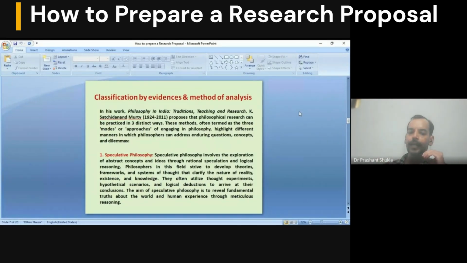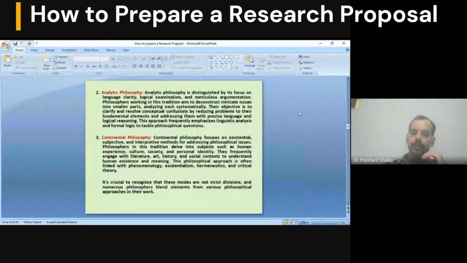The first is speculative philosophy. This involves the exploration of abstract concepts and ideas through rational speculation and logical reasoning. In this field, philosophers strive to develop new theories or frameworks or systems of thought that clarify the nature of our reality, our existence, and our knowledge. So for this, a lot of hypothetical scenarios, experiments, and logical deductions can be pursued in a meticulous manner, of course.